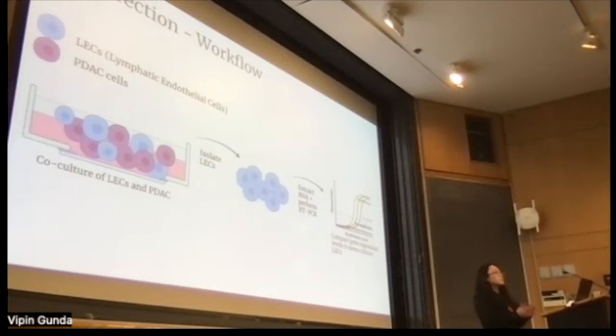And that starts before the organ on a chip model. First, you have to find out what genes and drugs you even want to work with. That starts with the simple idea of co-culturing, putting two different groups of cells together: lymphatic endothelial cells, which represent lymphatic vessels, with pancreatic cancer cells. You have them interact for 4 days or so, and you take out the lymphatic endothelial cells and contrast them with a control group of lymphatic endothelial cells that don't interact with pancreatic cancer.